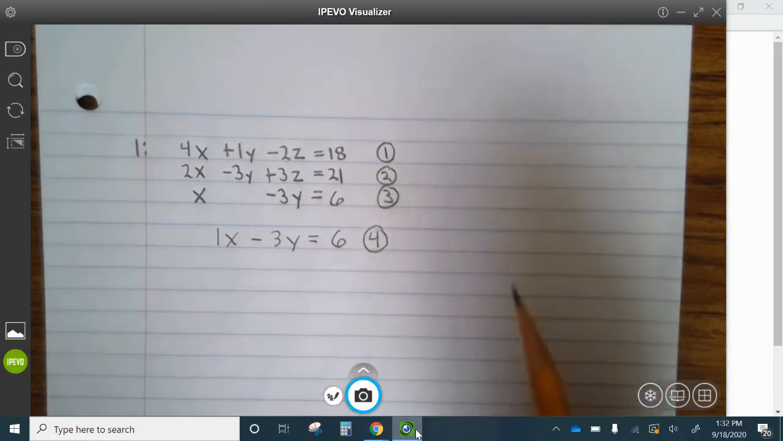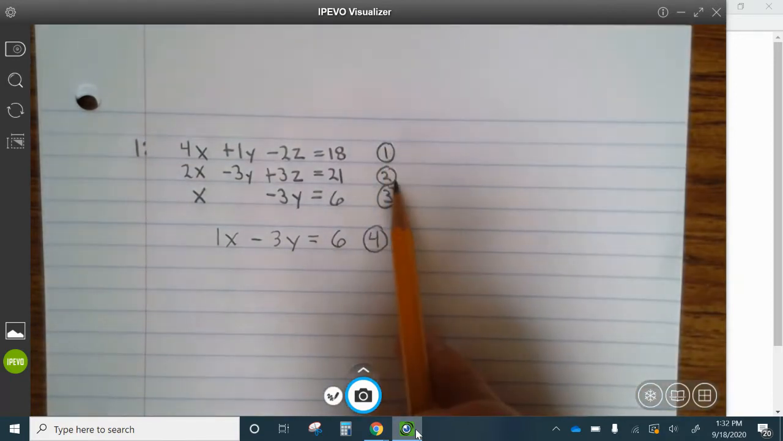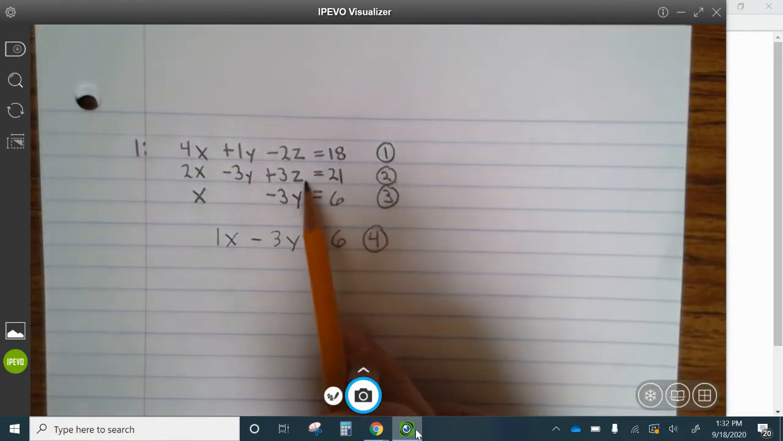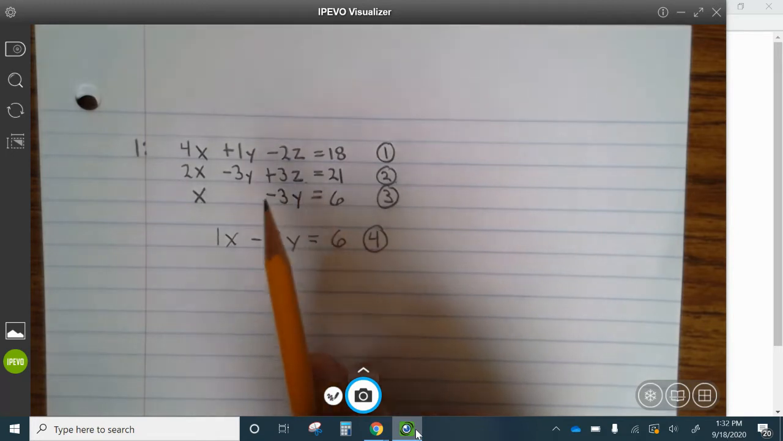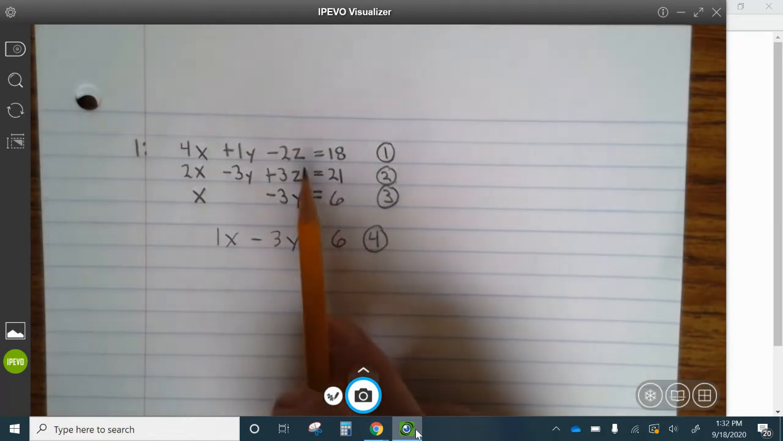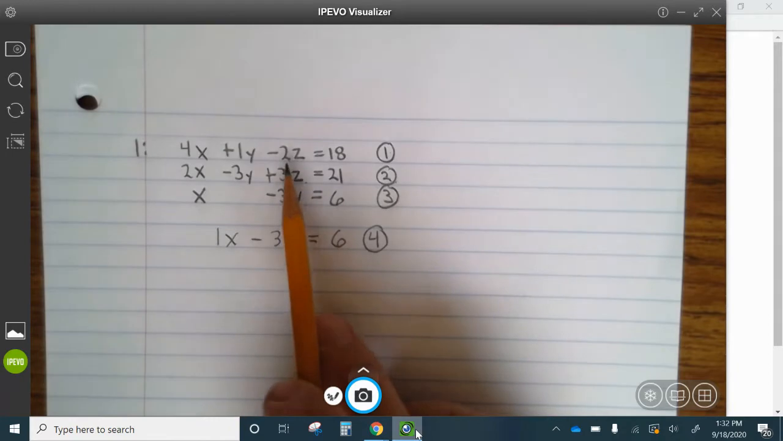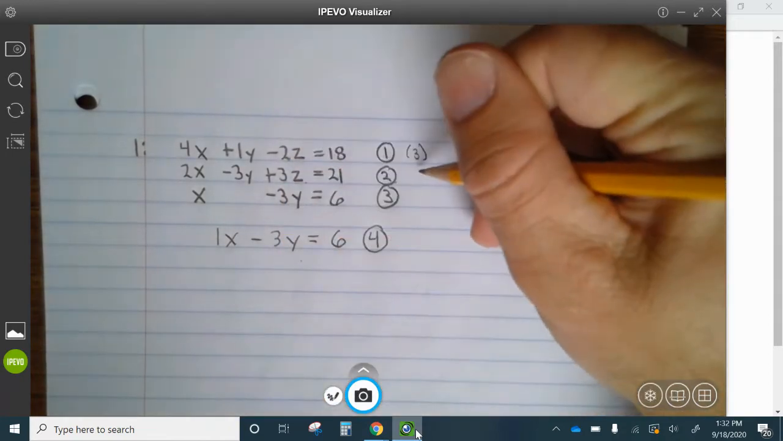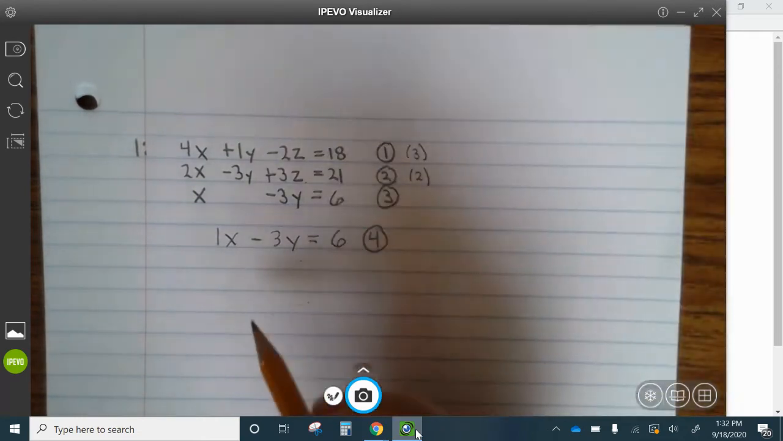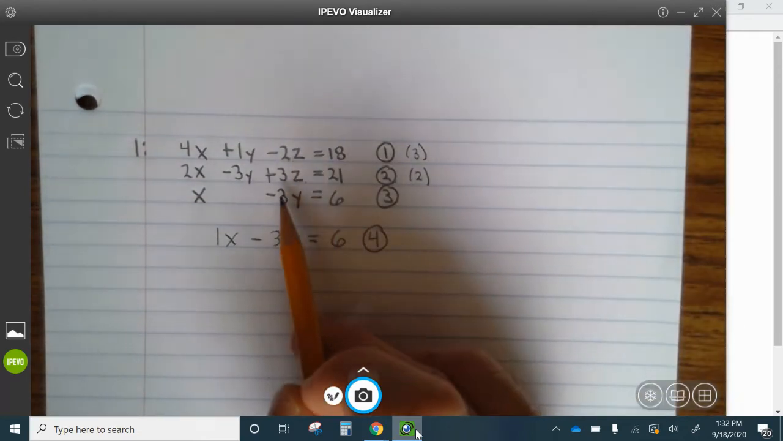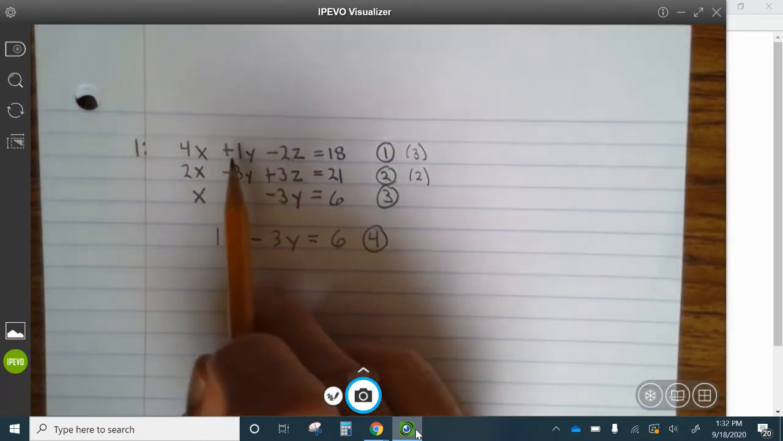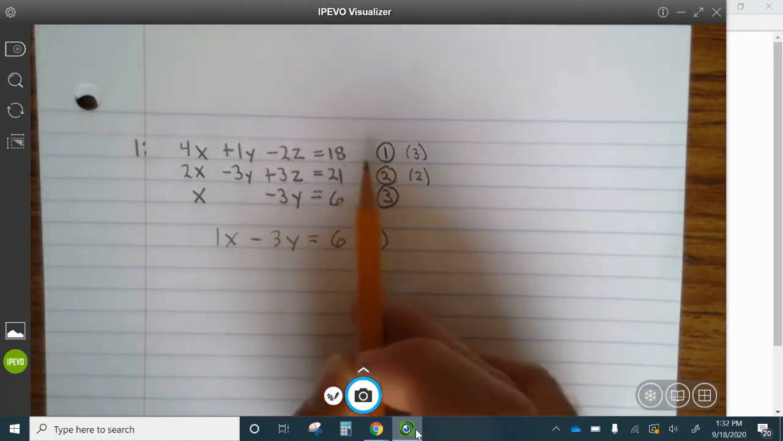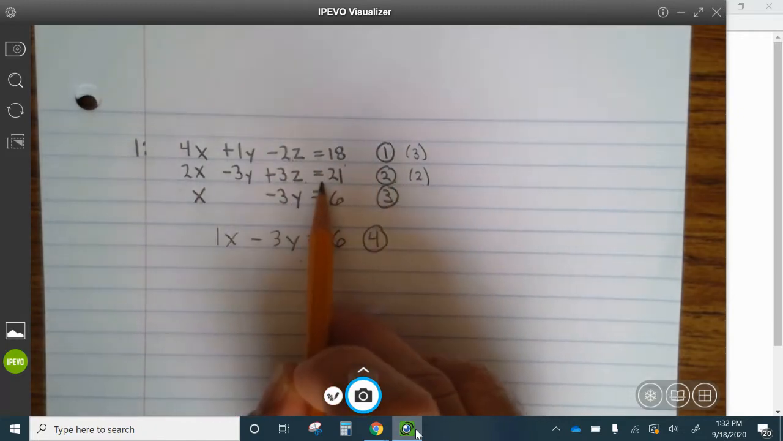Now we need to combine equation 1 and 2 to eliminate the z variable so that we have an equation 5 with an x and y. So we have a negative 2z and a 3z. If we multiply equation 1 by 3 and equation 2 by 2, we'll get a negative 6 and a positive 6, and they'll cancel. But you have to multiply 3 by all the terms in the equation because of the equality. Okay, so let's do that.